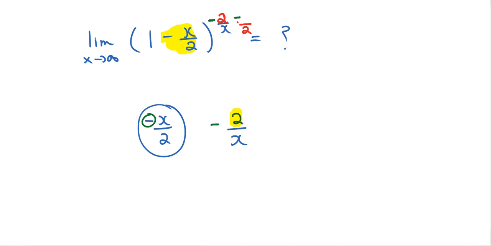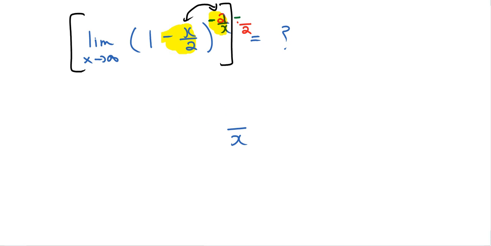Okay, so let me just put a bracket around this and a bracket around this. Are these expressions highlighted in yellow reciprocals of each other? And the answer is yes. So let me just delete this. This whole bracket is going to be just e. And then what do I have on my outside here? Well, this is just going to be 1, so the answer here is negative 1/2. So e to the power of negative 1/2. That's my final answer.